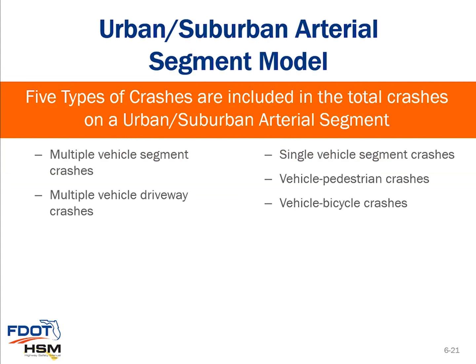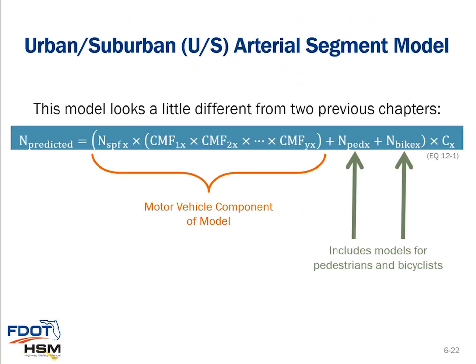The urban and suburban arterial method is the same in concept as the previous chapters, just much more involved. For starters, there are 5 crash types included in the segment crash type prediction. They are multiple vehicle segment crashes, multiple vehicle driveway crashes, single vehicle segment crashes, vehicle-pedestrian crashes, and vehicle-bicycle crashes. And as we go through this, each of these have their own separate safety performance functions and safety performance function calculations. Let's see how this looks in an equation.